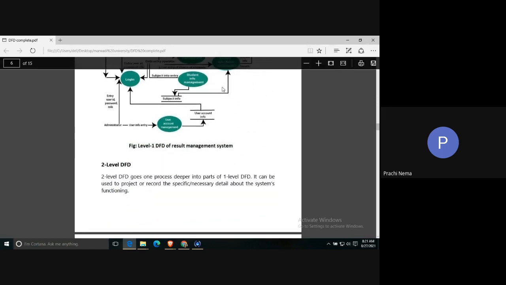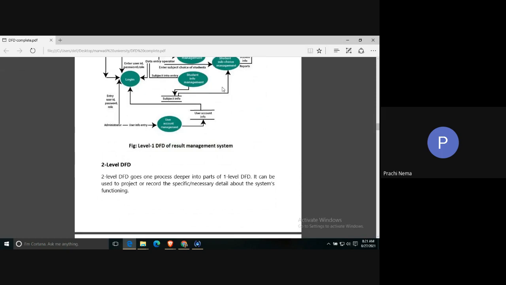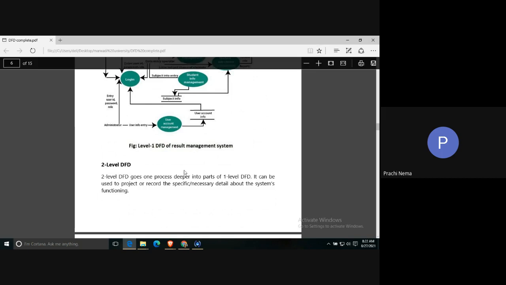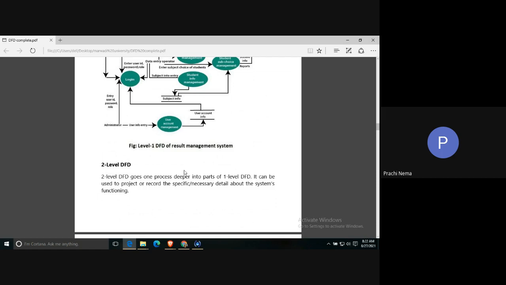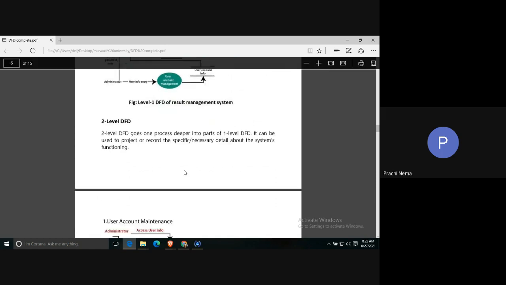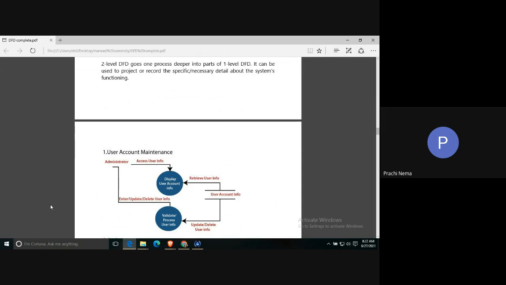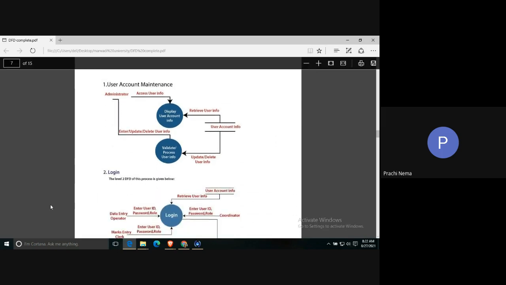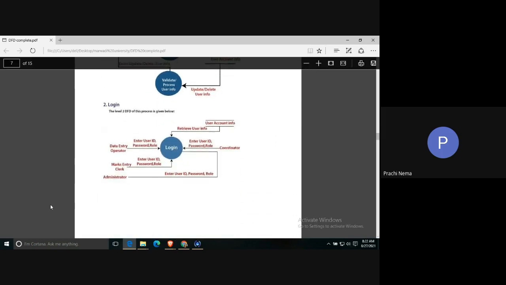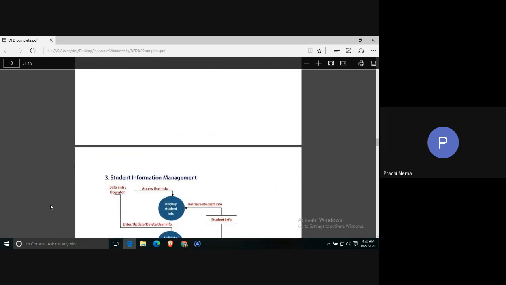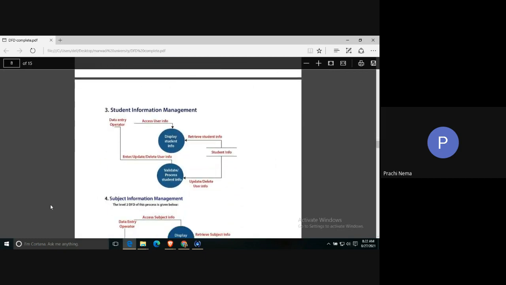Then after one level DFD will come two level DFD. And two level DFD goes one process deeper. That is, they have even more information than one level DFD. For the same example, they picked up different modules of the system and drawn a DFD for it. Like for user account maintenance, they have drawn this DFD. For login, they have drawn this DFD. For student information management, why did they do so?